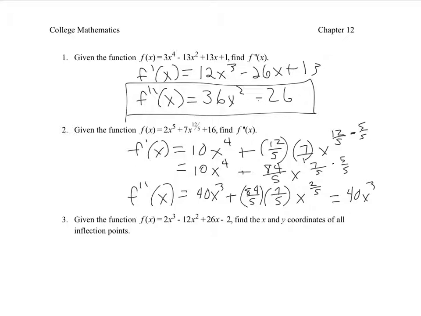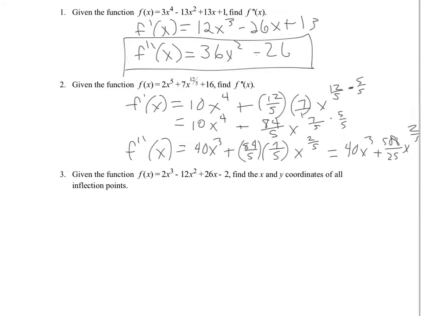Unfortunately, nothing cleans up in multiplying that out. We just have to multiply it. And we should have 40x to the 3rd plus, I think it's 588 over 25 x to the 2/5 power. Okay. Before you get too freaked out, do not expect to see a lot of fractions. We're just practicing in case you run into one.